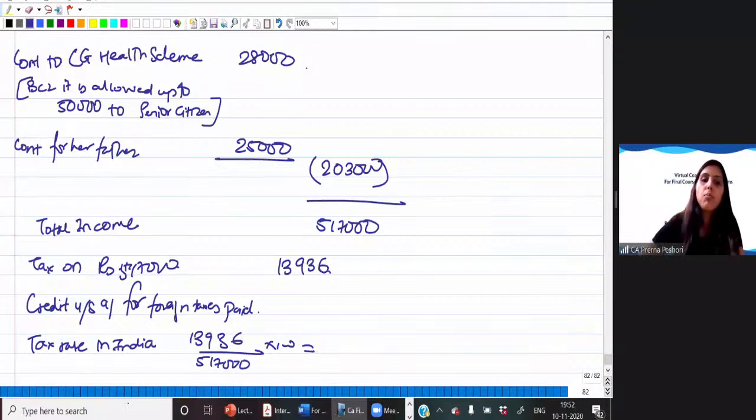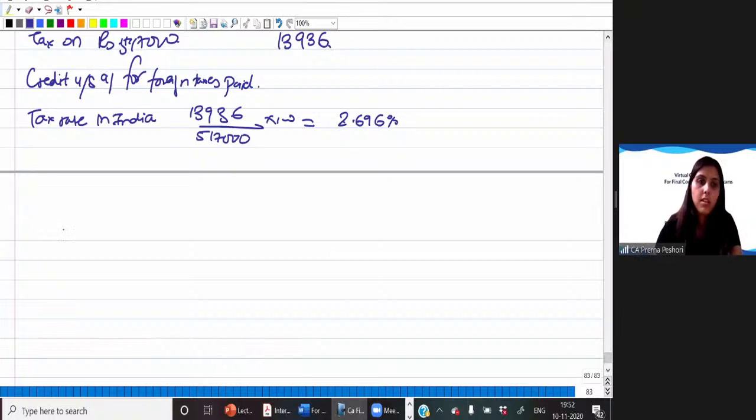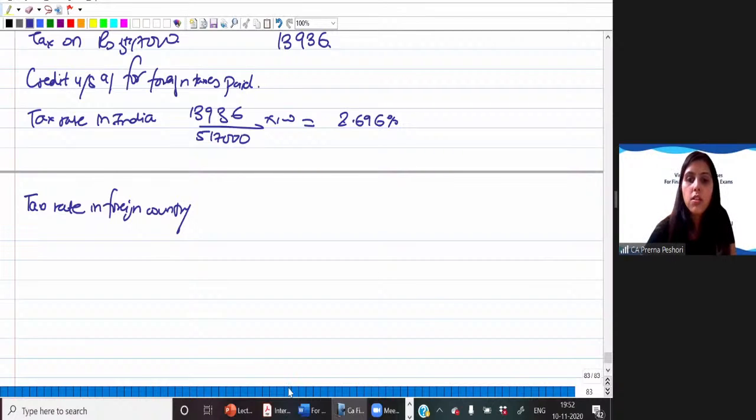2.696%. Right? Then the tax rate in the foreign country. What was the tax rate in the foreign country? How much taxes were paid in the foreign country?